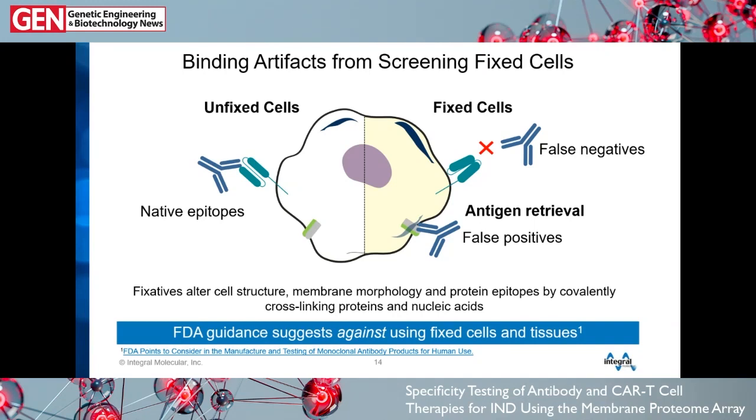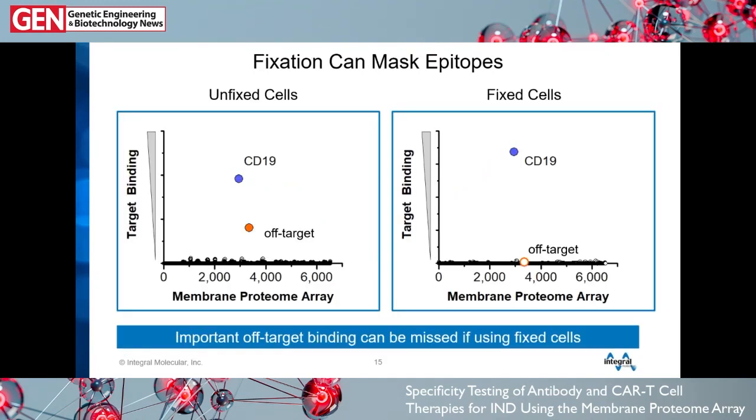To demonstrate the differences between screening on fixed versus unfixed cells, we performed a head-to-head experiment using a CD19 antibody. On the left-hand side, we tested the antibody on the MPA using our standard methods of unfixed cells. You can see that an off-target interaction was identified. However, when we screened the same antibody, but this time fixing the cells first before applying the primary antibody stain, you can see now on the right-hand graph that the CD19 binding was unaffected, but this off-target that we had previously identified and validated was consistently lost in the noise. Most likely, this protein was more sensitive to fixation and its epitope was affected in some way. You can see how this fixed cell screen can be very misleading, causing you to believe that the CD19 antibody is specific to its target, when in fact we know that there is a concerning off-target.